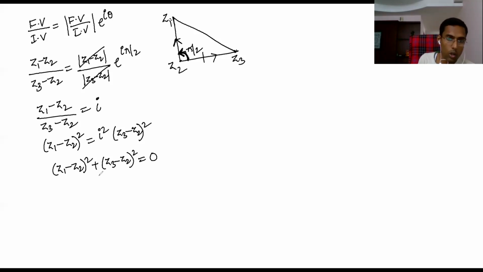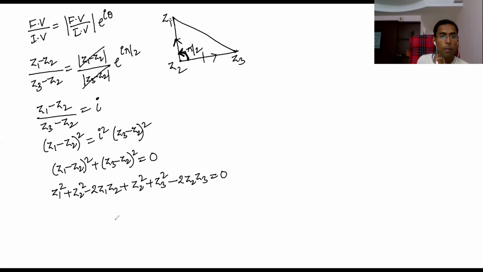If you want more elaborately, then also you can do it. Z1 square plus Z2 square minus 2 Z1 Z2, okay, plus Z2 square plus Z3 square minus 2 Z2 Z3 equal to 0. Okay, this is what you get: Z1 square plus 2 Z2 square plus Z3 square equal to twice, you can take Z2 common, Z1 plus Z3. This is the condition you get.